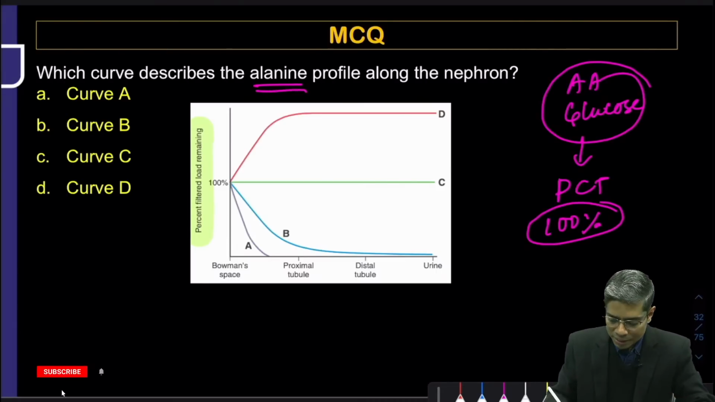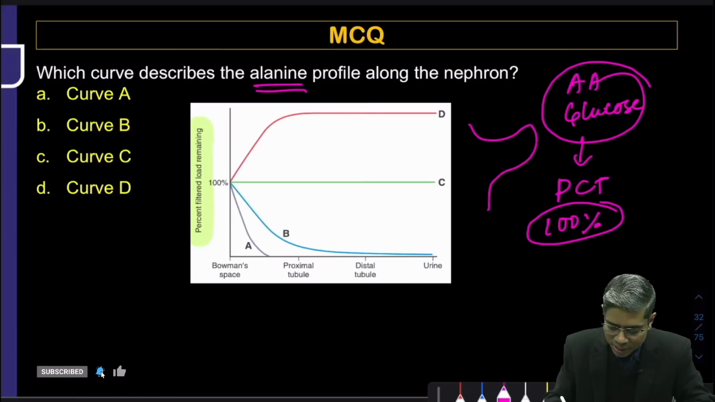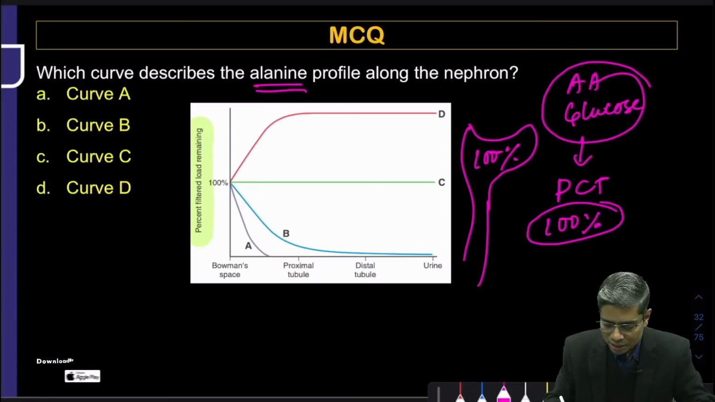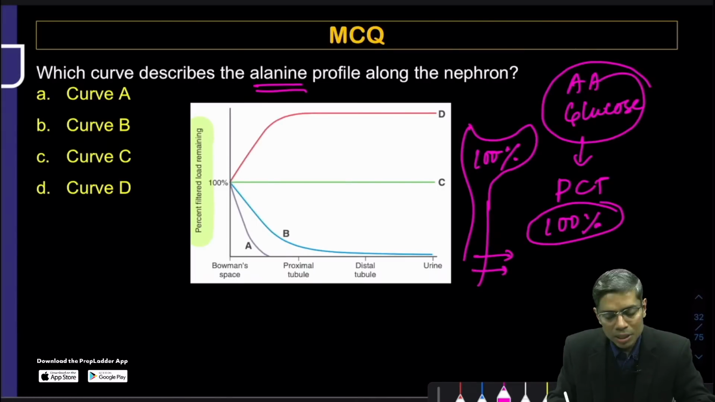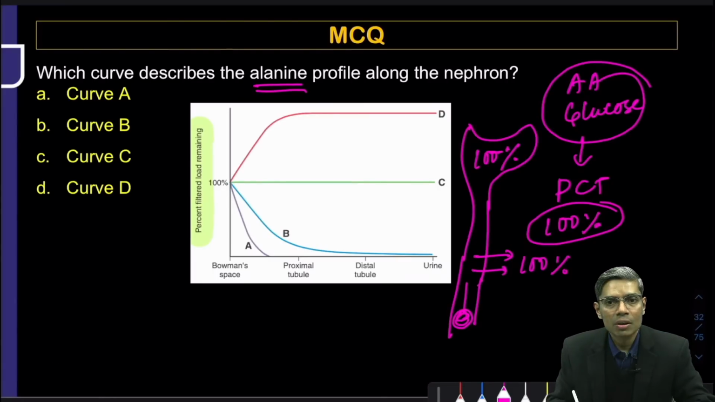You first have to look at the y-axis very carefully. So during filtration, suppose the load is 100% amino acid or glucose. We know that from the proximal convoluted tubules 100% is going to be reabsorbed. So what will happen to the luminal concentration or percentage of filter load? It will be near equal to 0.